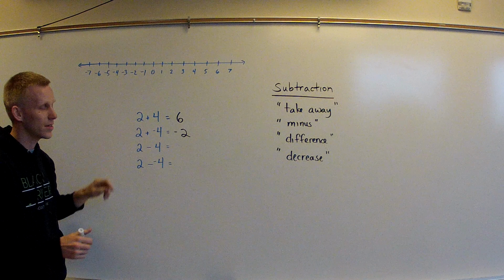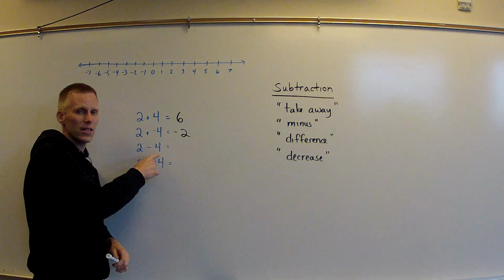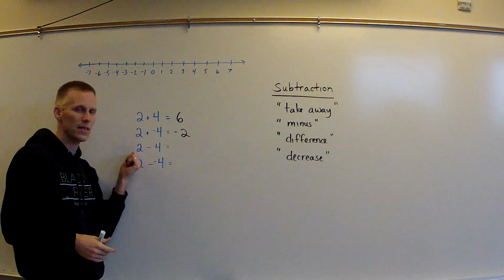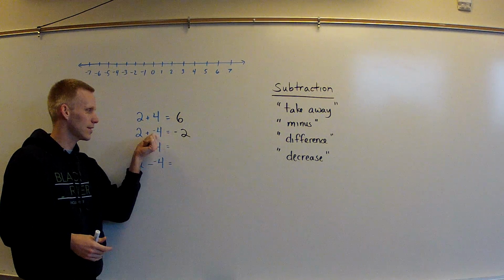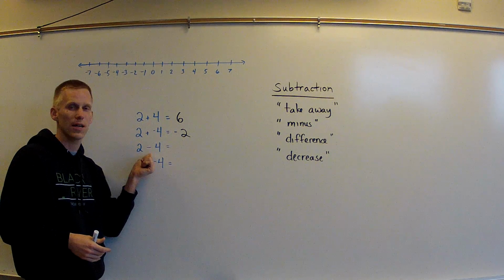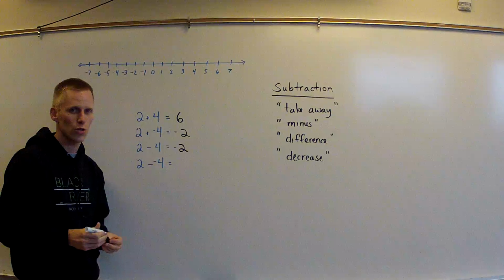Another way to think about this problem is actually how it's written down here. 2 minus 4. It's again 2 positives, and you're putting with that 4 negatives. This is kind of like adding 4 negatives. You should get the same answer of -2.